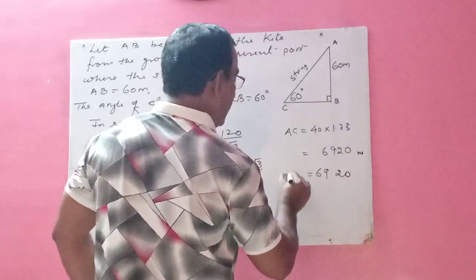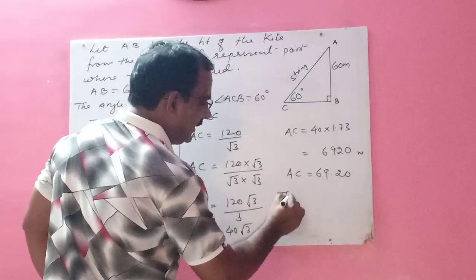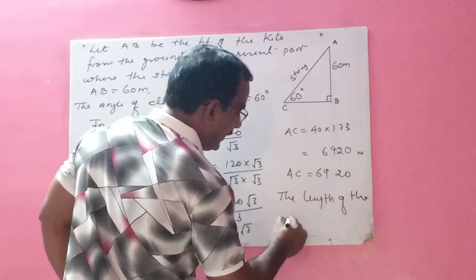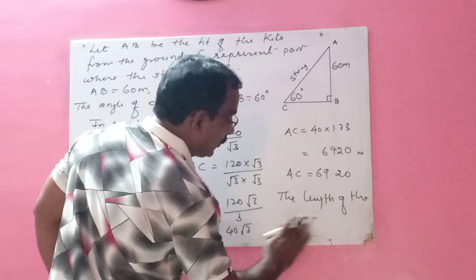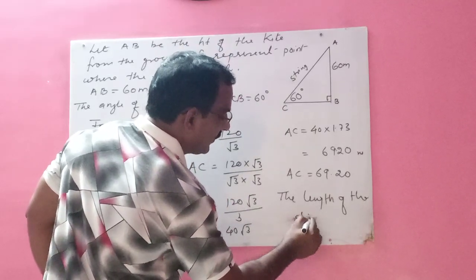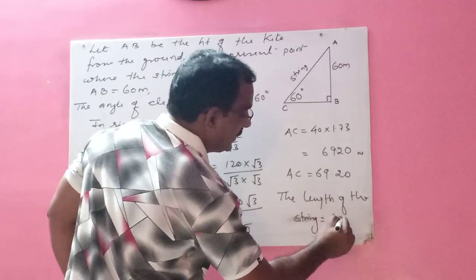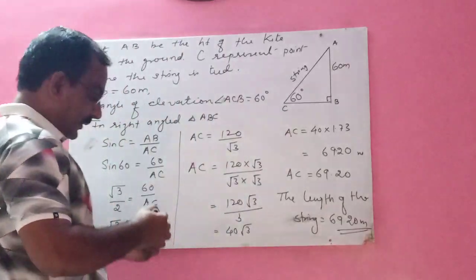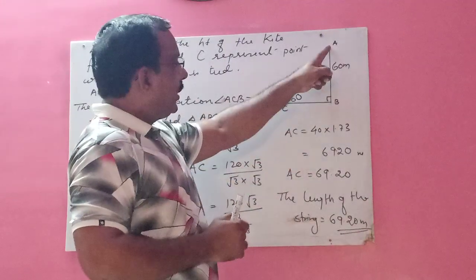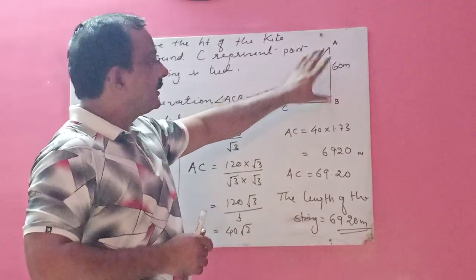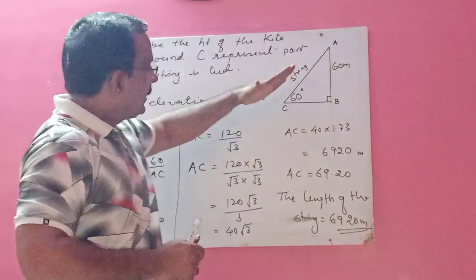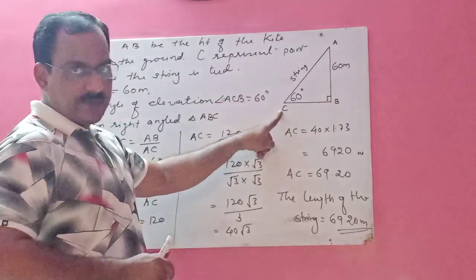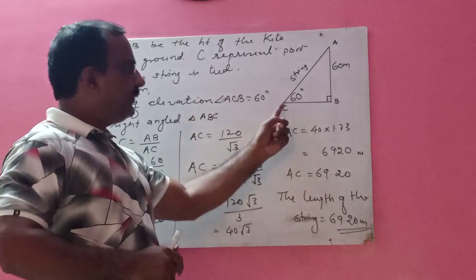The length of the wire, or so, not wire, string is equal to how much? 69.20 meter. So children, this AB is what? It indicates the height of the kite from the ground. AC represents what? String. String is tied at point C, which makes an angle of 60 degree with the ground.